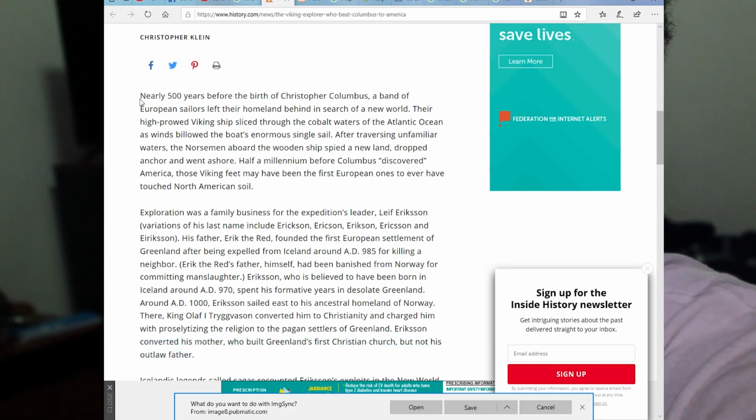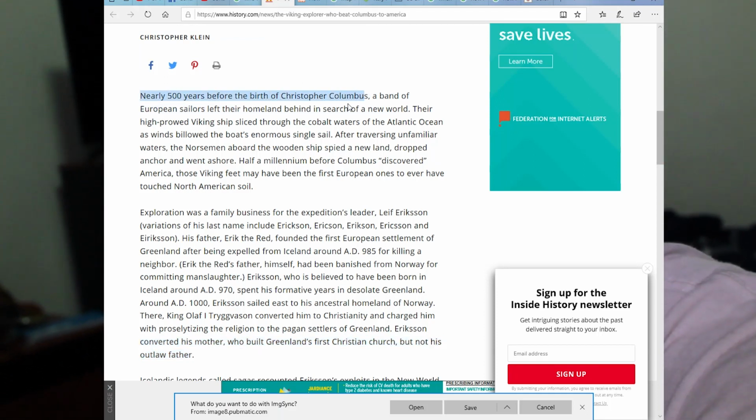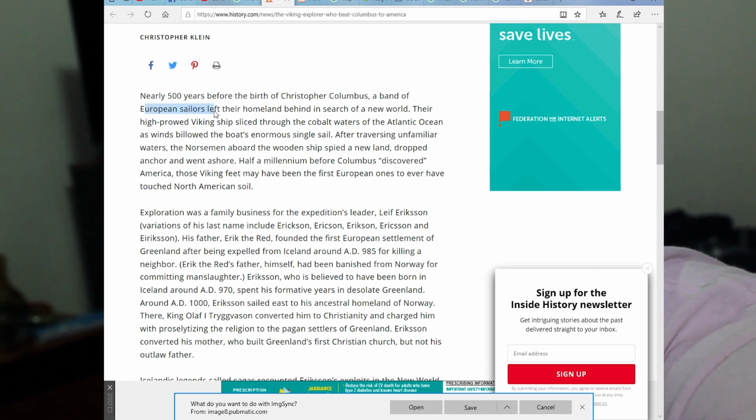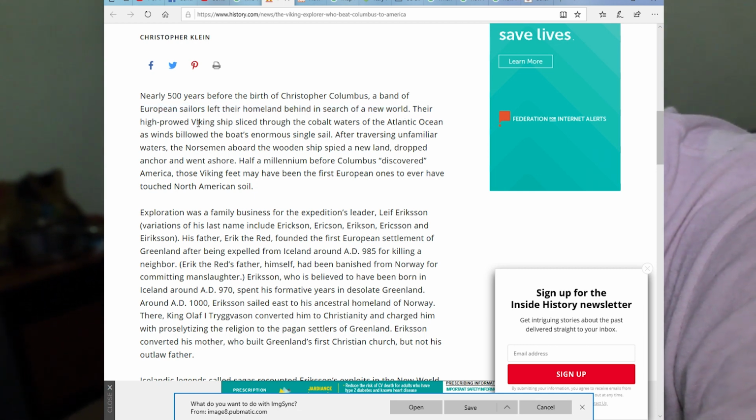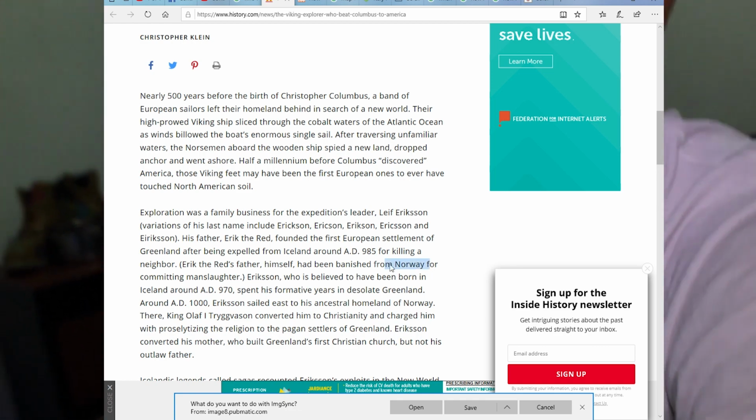First of all, Christopher Columbus was not only wrong where he was going, because he thought he was going to India, so he called them Indians. Not only that, not only were black people here before Christopher Columbus, also white people were here before Christopher Columbus. Nearly 500 years before the birth of Christopher Columbus, European sailors left their homeland behind in search of a new world. So it was some Vikings from Norway came before Columbus too. So alright, whatever. Next question.